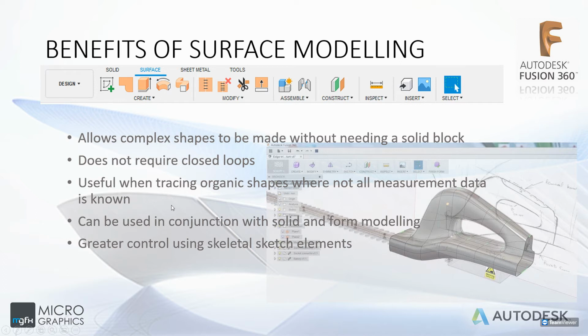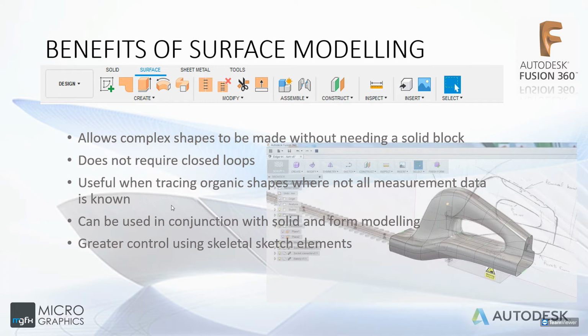The next benefit is that it becomes useful when tracing organic shapes where not all the measurements or data are known. If you think about certain arbitrary shapes, you don't always have a point-to-point measurement to give, as you would in solid modeling, where you can just say, I'm going to draw the shape and I know X is going to be 50 mils and Y is going to be 25 mils. If you look at a more complex shape, you don't always have that at every single point, and you're not going to have that until you put in all the data you do have.